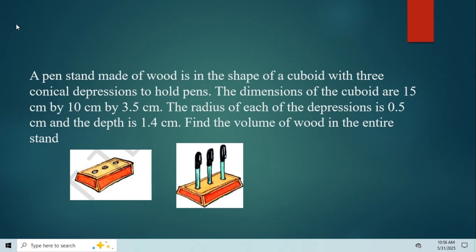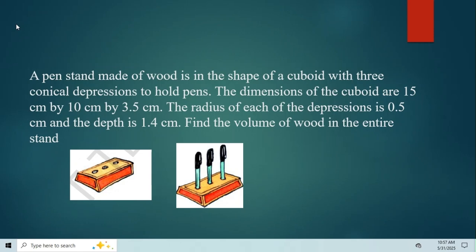If we observe the dimensions, all of them are given in centimeters only. There is no change of units here. Measurement conversion is not required because everything is given in centimeters. Particularly whenever we are doing a mensuration problem, it is very important to check the units of the dimensions also. Here a pen stand is made of wood and we are going to find the volume of the wood in the entire stand.